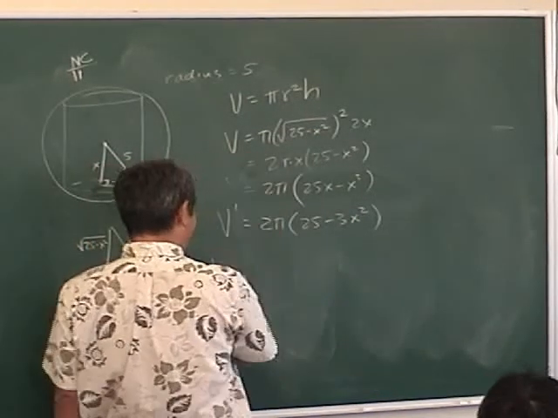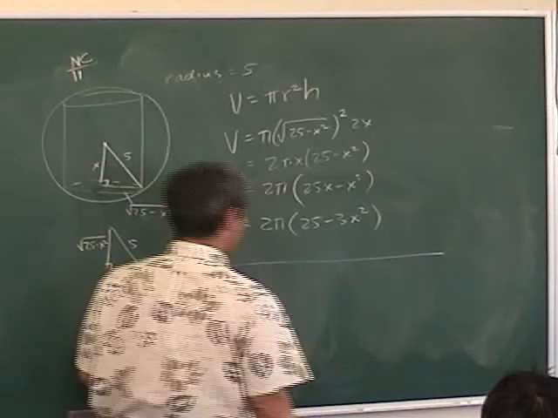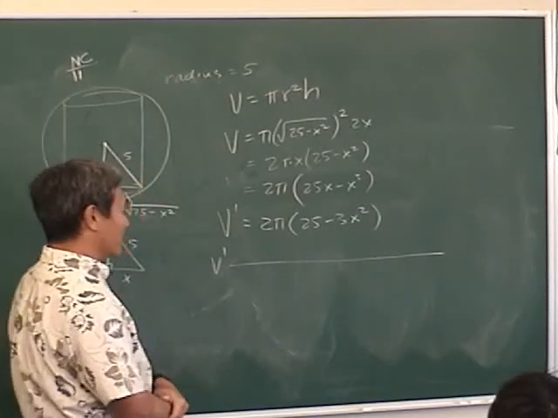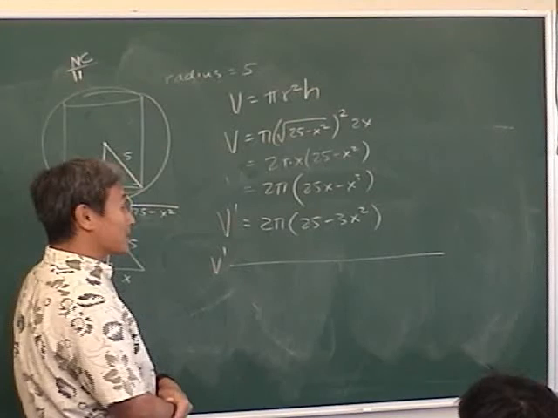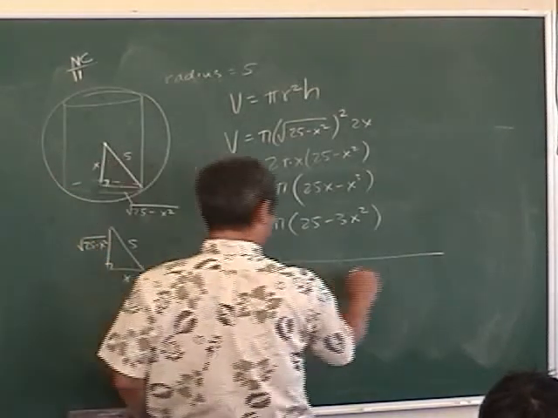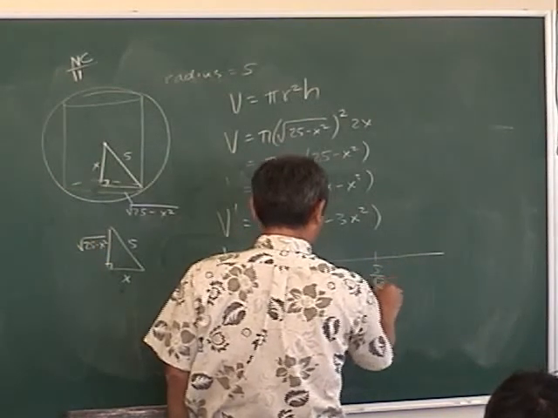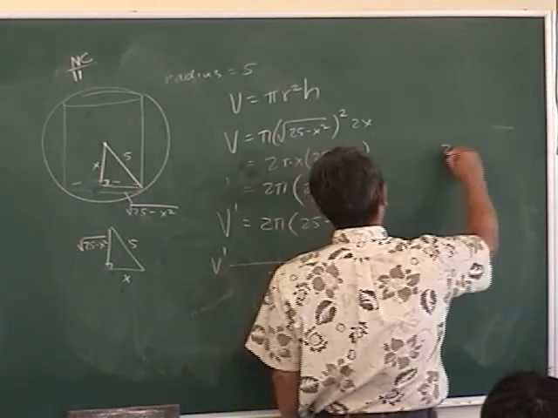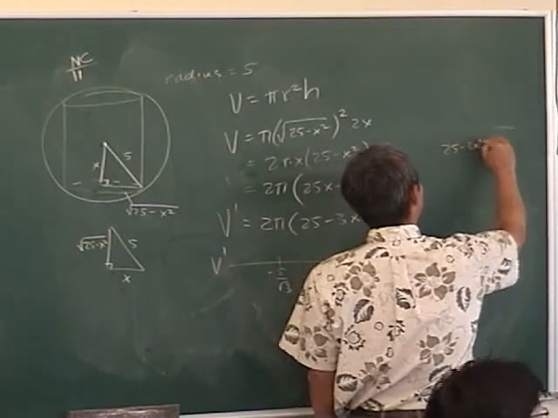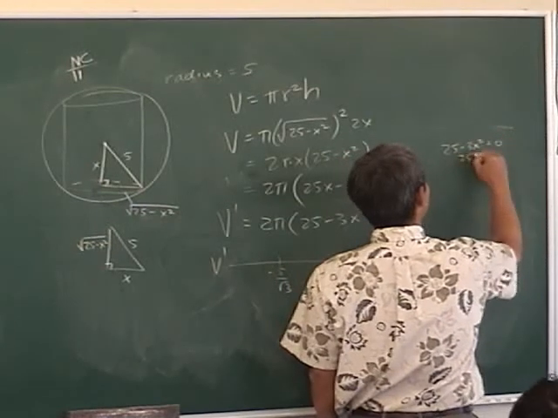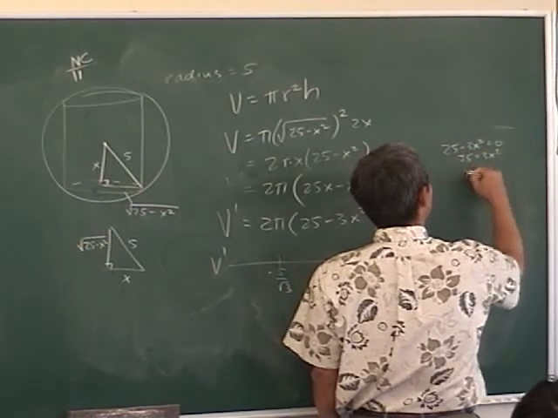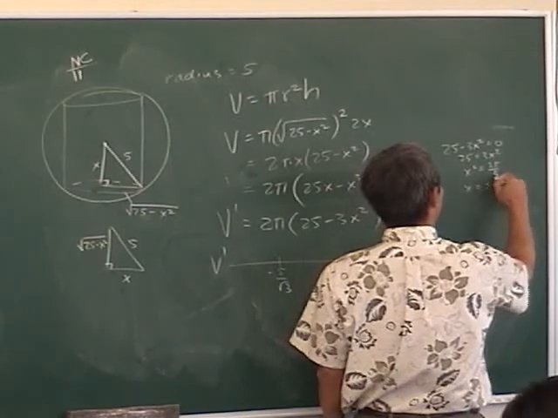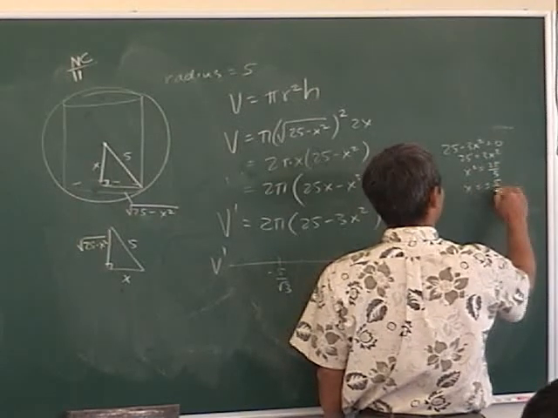Okay, now we are ready for the number line. This is the derivative. Okay, what are the critical values? What makes this derivative 0? I think we can do this in our head. Plus or minus 5 over root 3. If you cannot do that in your head, go on the side. When is 25 minus 3x squared equal to 0? When 25 is equal to 3x squared. That's when x squared equals 25 over 3. That's when x equals plus or minus 5 over root 3.